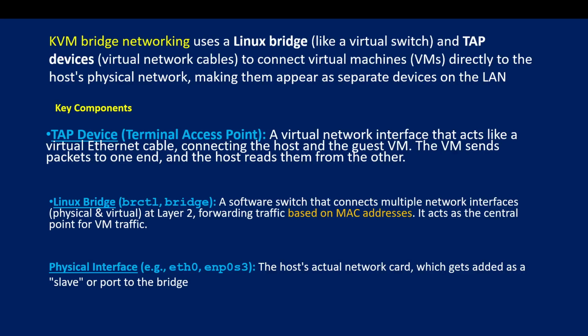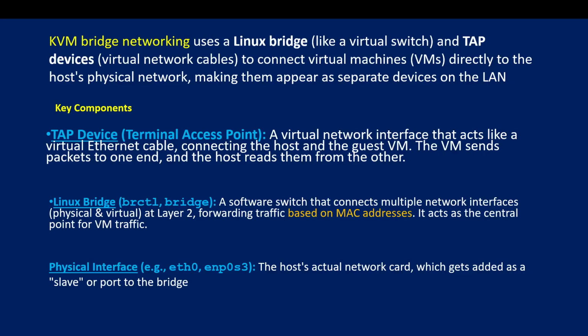And one more component is the physical interface. Suppose in your PC you have two physical interfaces. You can connect one LAN cable to the first one, and the second to the second LAN card. These are the physical interfaces, and this bridge network depends on the physical interface.